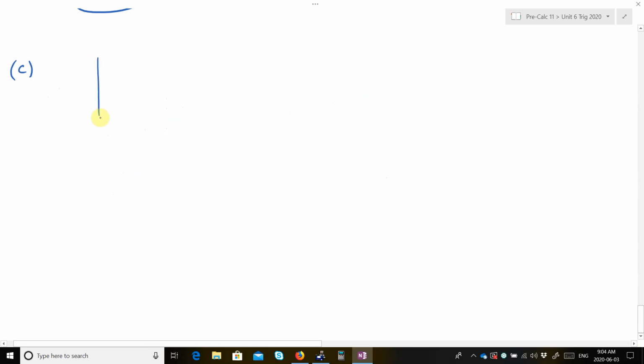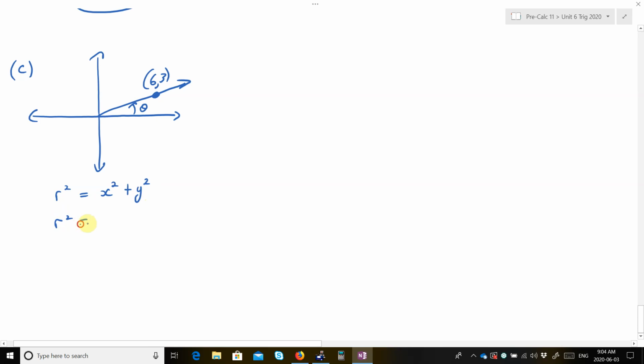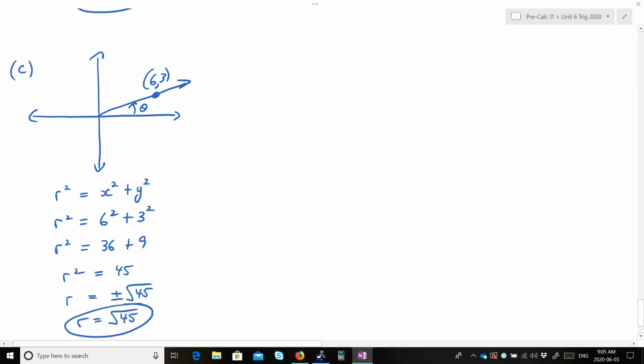The point is 6, 3. Let's say it's here, 6, 3, and there's the angle. R squared is x squared plus y squared. 6 squared plus 3 squared. So what is that? 36 plus 9. So r squared is equal to 45. So r is plus or minus root 45. R is root 45.